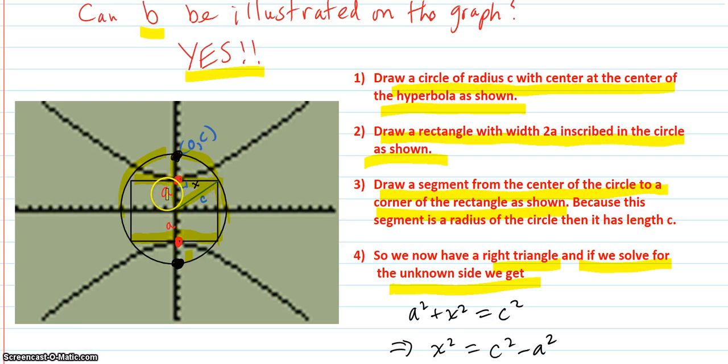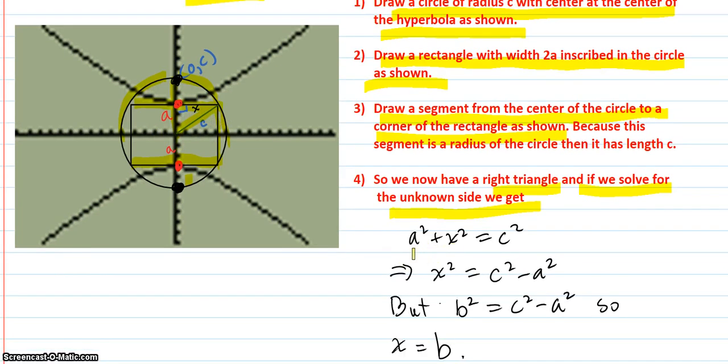So we have A here, C here. Now why is this C? Because C is a radius of this circle, and we're going out to the circle, so C is a radius there also. So you have A, unknown X, and C is the hypotenuse of the right triangle. So A squared plus X squared is C squared. X squared equals C squared minus A squared. But we recognize that from earlier. C squared minus A squared is the B squared in the derivation of the equations. So X is B.